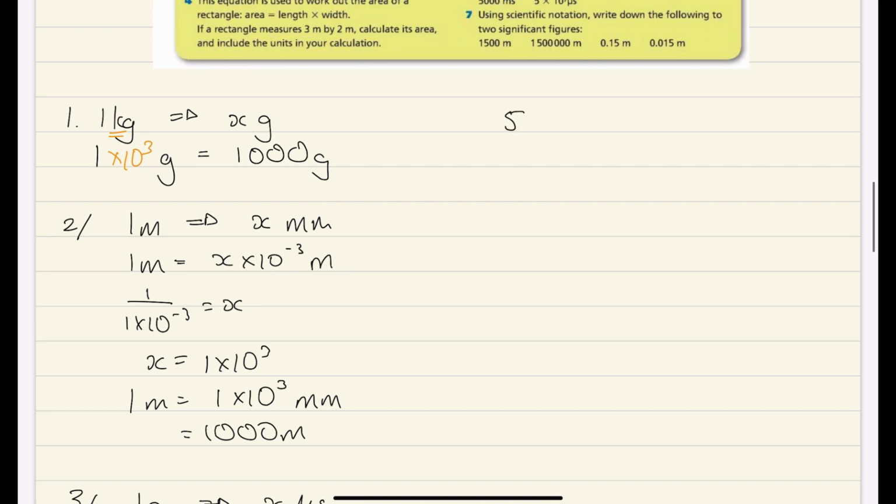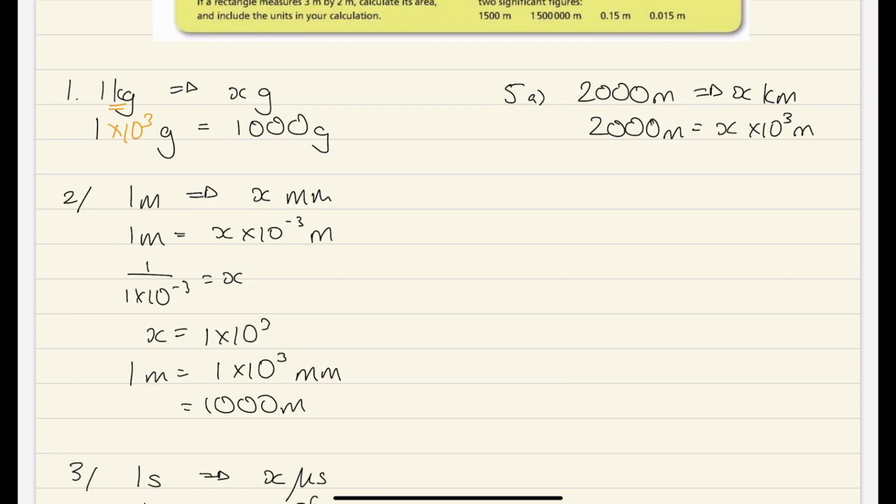Question 5. Write down the following in kilometers. So the first one is 2,000 meters. If I want to convert it into kilometers, I know that this is the same as times 10 to the power of 3 meters. So if I bring this over, I get 2,000 over 1 times 10 to the power of 3 is equal to x, which means that x is 2, so 2,000 meters is the same as 2 kilometers.